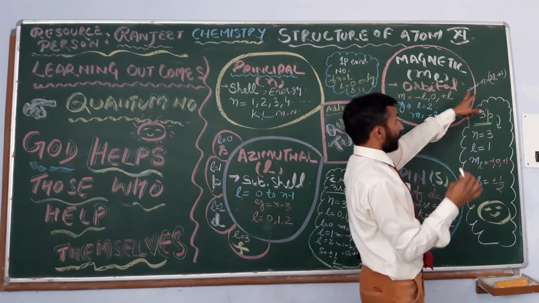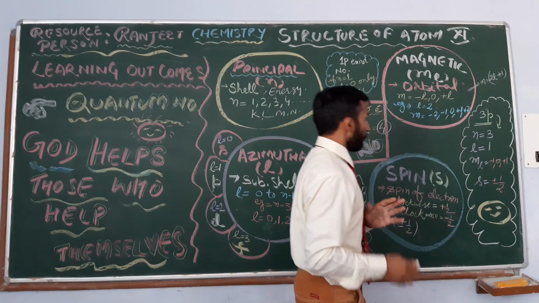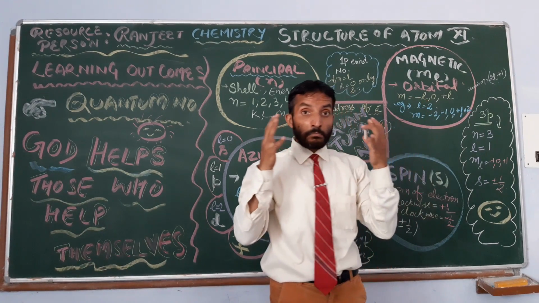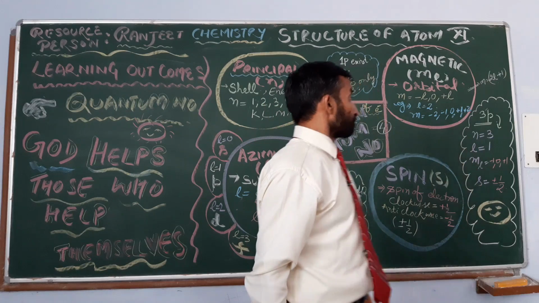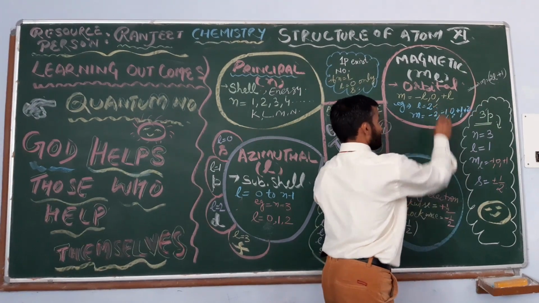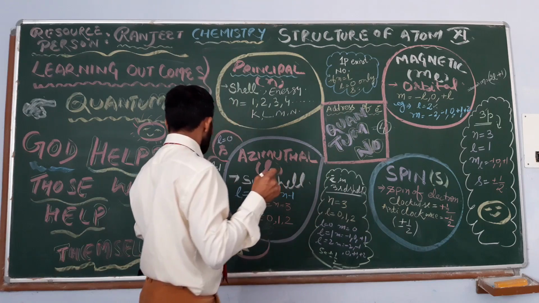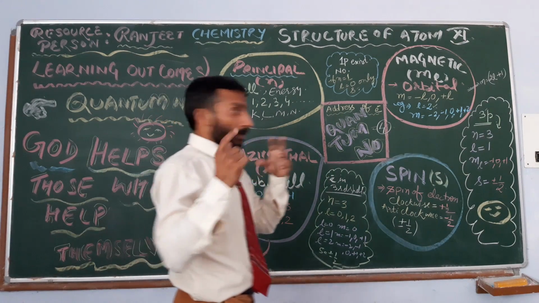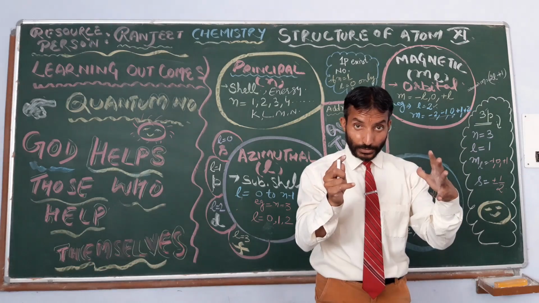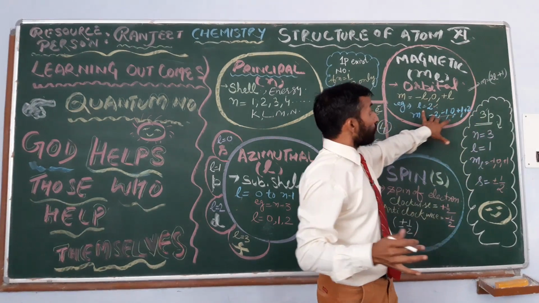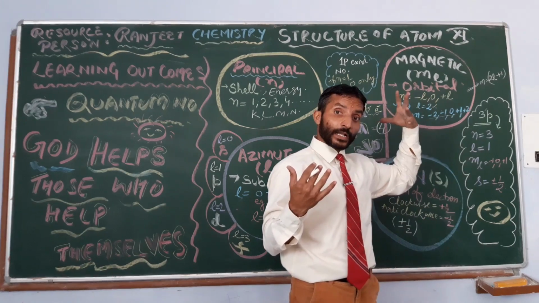So like this we can write the general formula that M will have value 2L plus 1. This way we can calculate the value of the magnetic quantum number, which gives information about the orbital. Here L equal to 2 means which subshell? D subshell. How many values does the D subshell have? 5. There are 5 orbitals, right? So this gives information about how many orbitals there are, or in which orbital your electron is present.